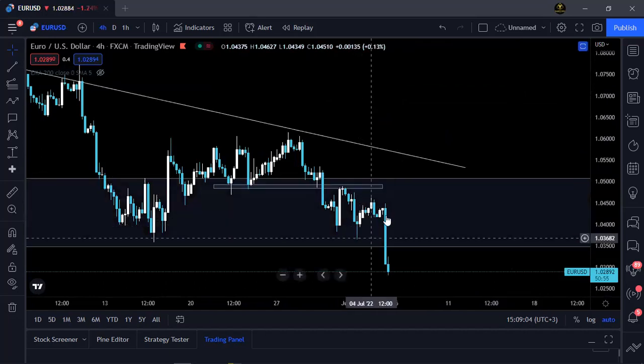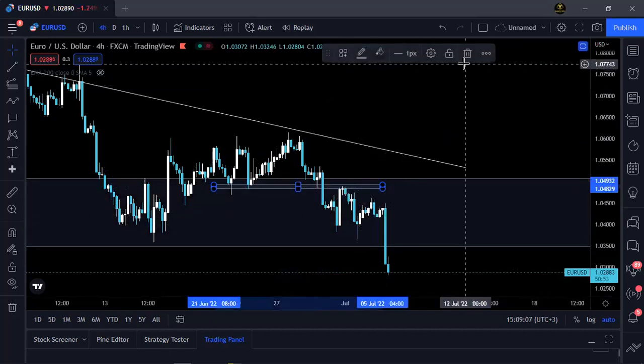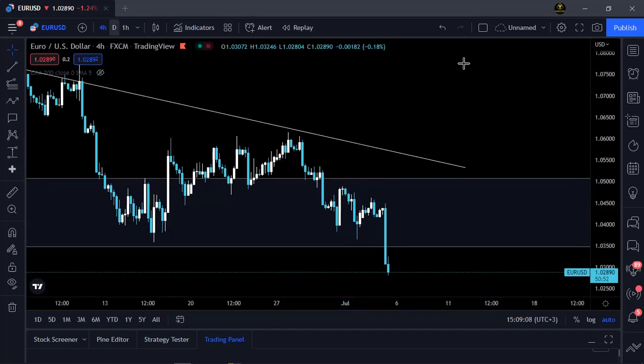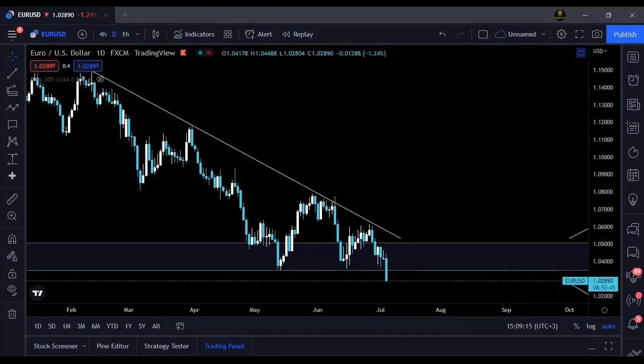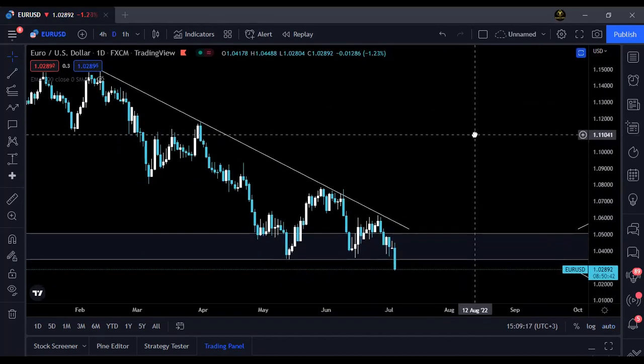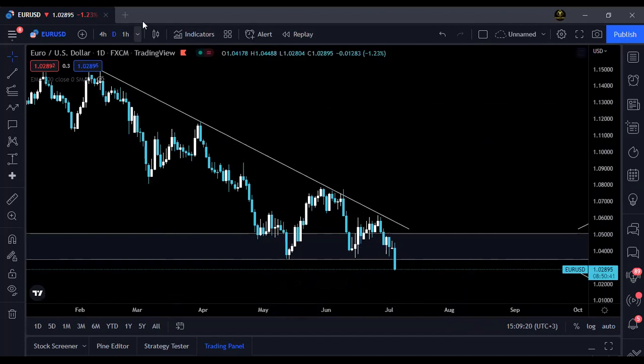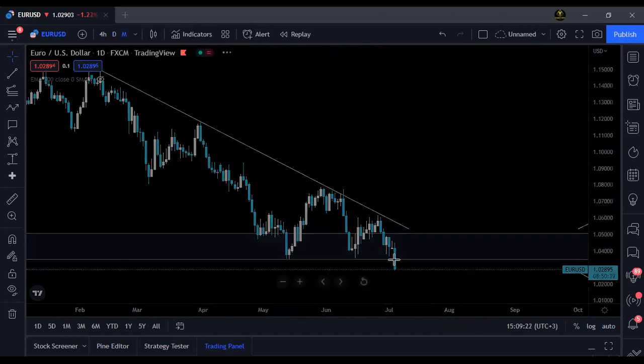EURUSD, woof, prices are pushing lower like crazy. It's insane. You can see prices are pushing lower, very, very low. And it's on a monthly support zone.